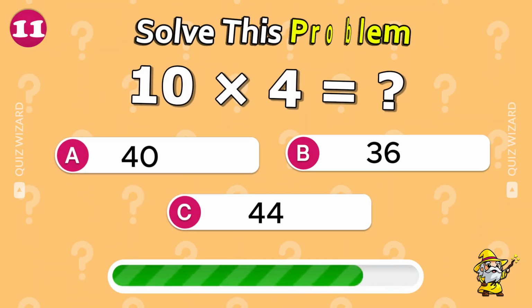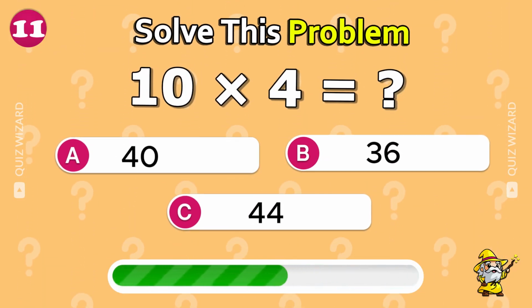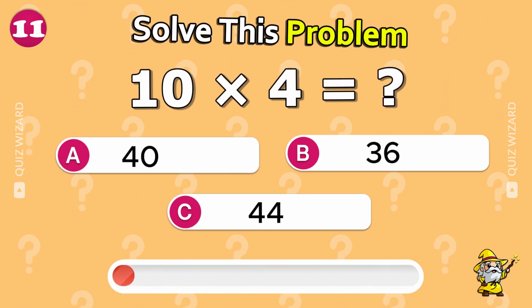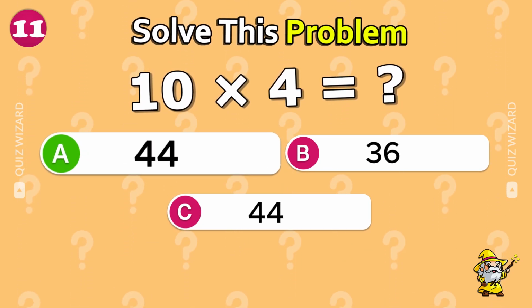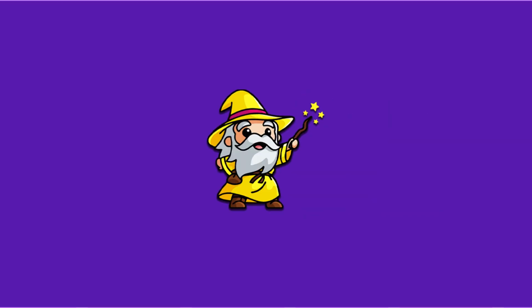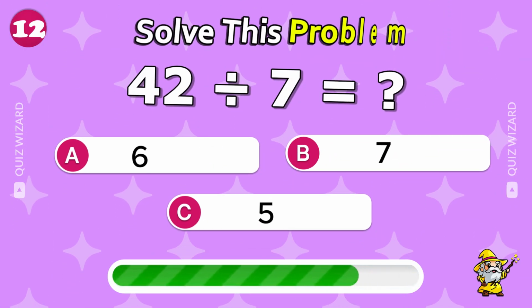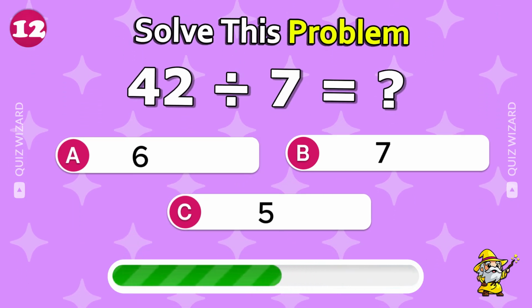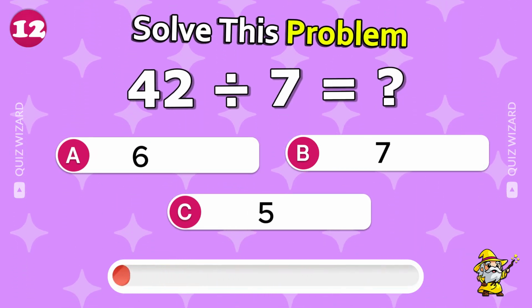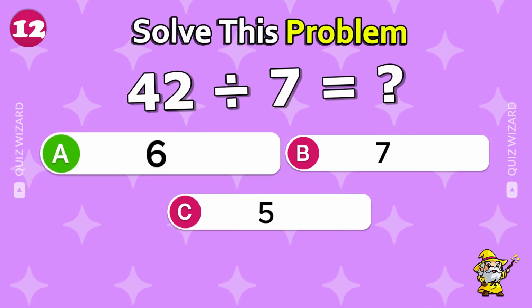What is the result of 10 times 4? 40, 36, 44. Answer is 40. Can you solve 42 divided by 7? 6, 7, 5. Answer is 6.